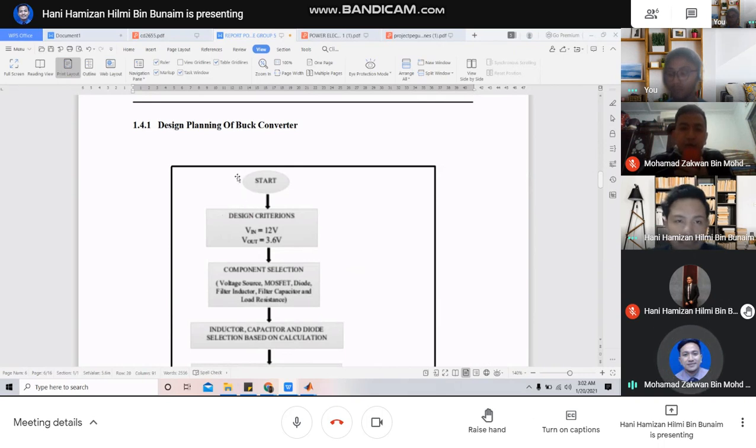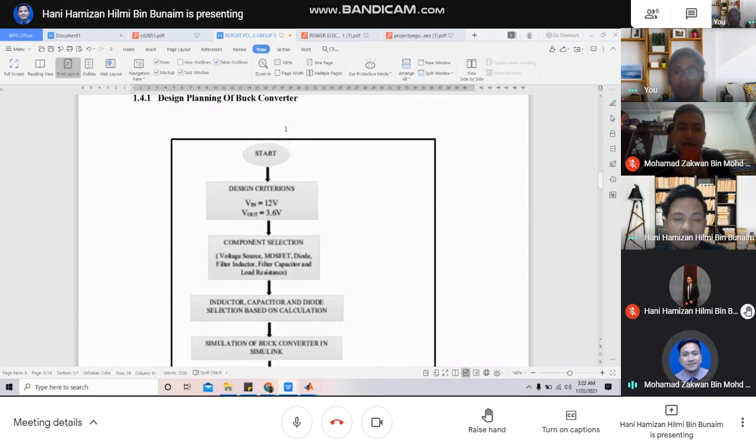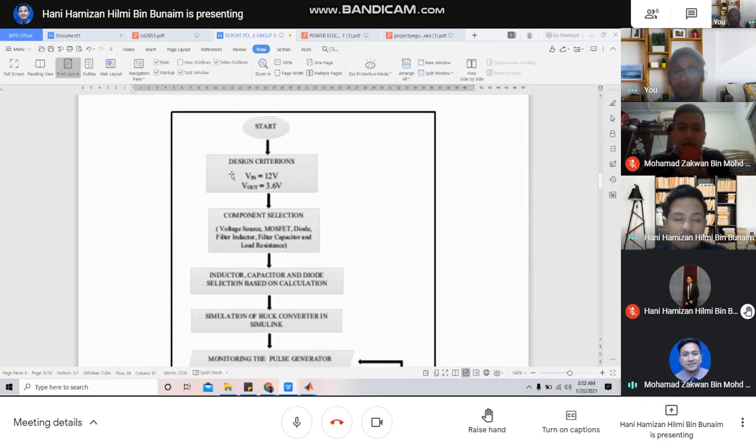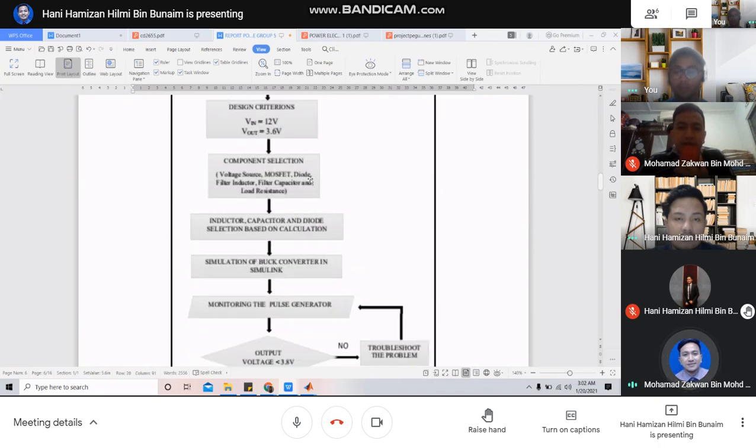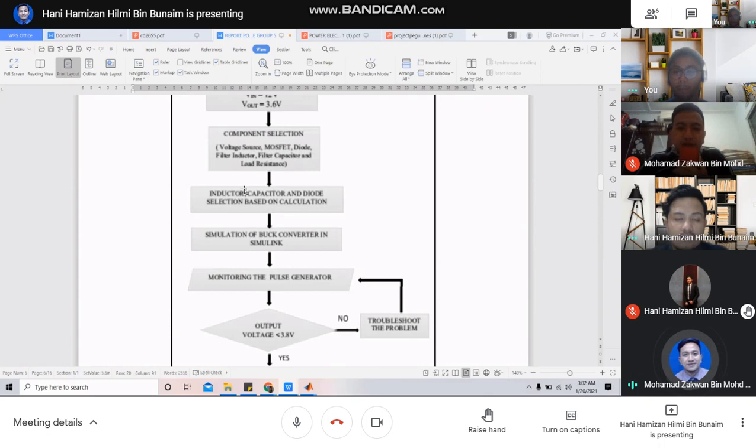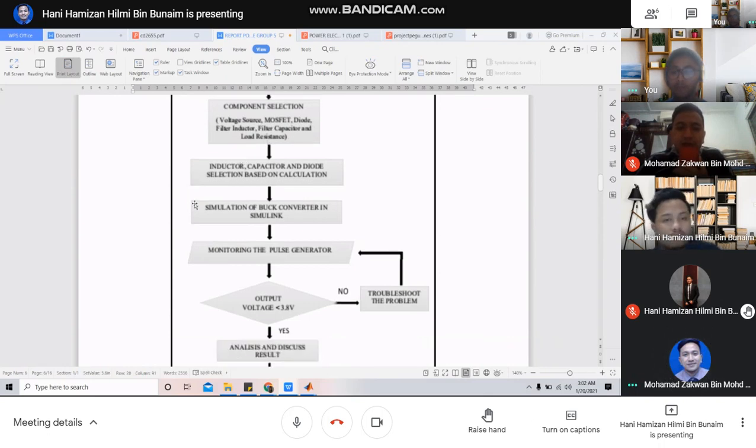Okay, Assalamualaikum. My name is Muhammad Zakwan Muhammad Zubaidi. I will explain about the design planning of the buck converter. This is a flowchart of buck converter design. First, start and then design criterion: V in 12 volt, V out 3.6 volt. And then component selection, such as voltage source, MOSFET, diode, and others. And then inductor, capacitance, and diode selection based on calculation.